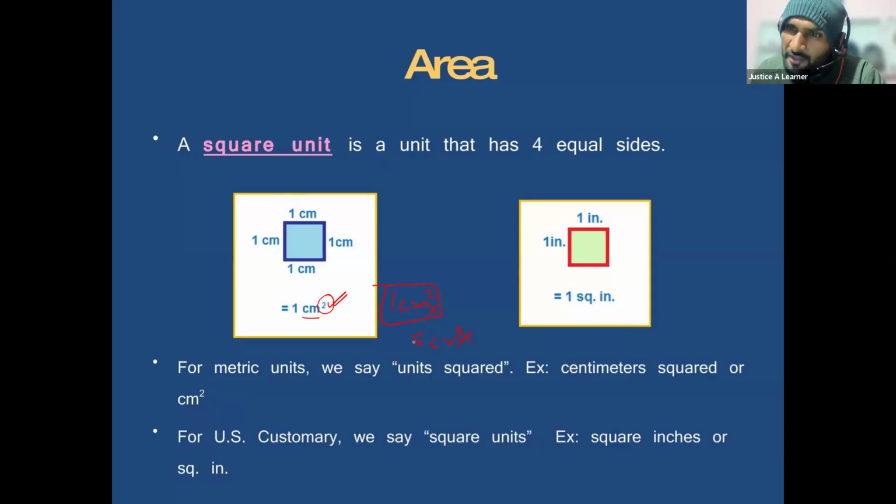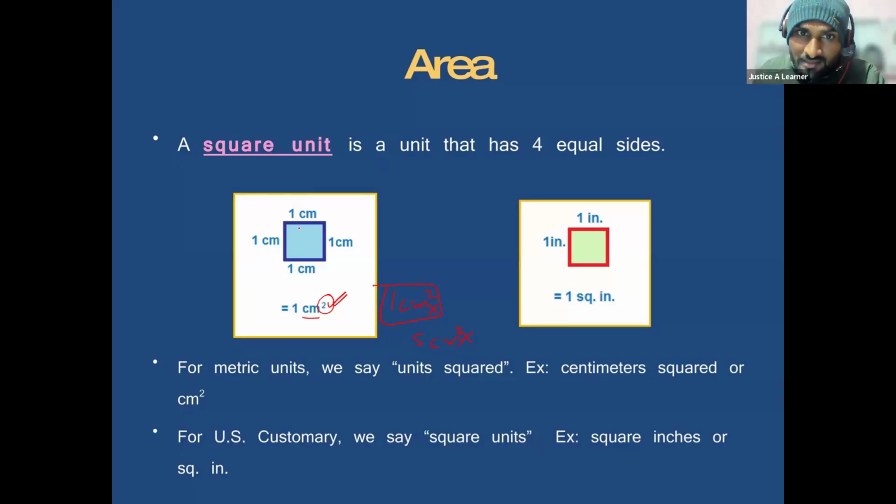Now, did you get my point? So whenever you are finding the area of any shape, no matter whether that is a triangle, rectangle, square, or let's say circle, whatever it is, you need to write the area always in square.